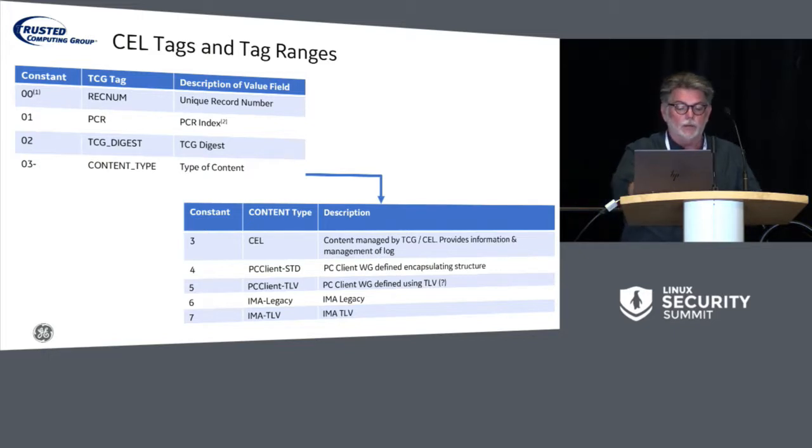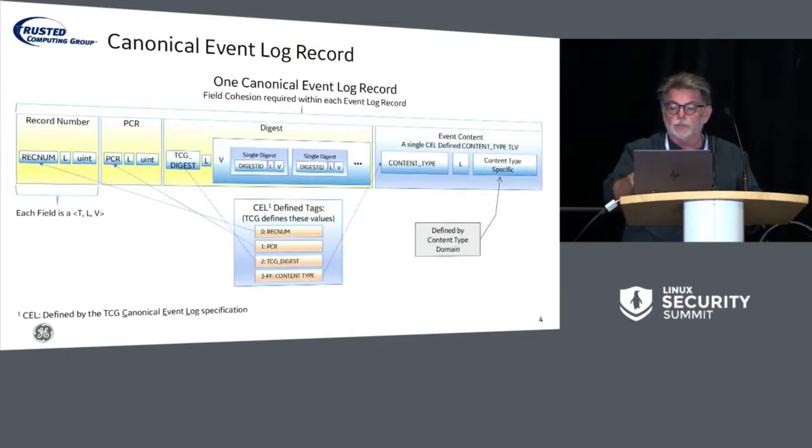And then I've allocated six for IMA, and these numbers are just made up numbers for now because the spec's still in development. But a content type for IMA legacy, which is the IMA we all know and love today. And then we're proposing, and David's got some code, a new format for IMA, which we're calling IMA TLV. So each one of these would describe, just go back for a second, the event content on the very, very right-hand side.